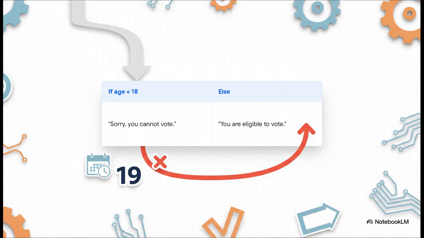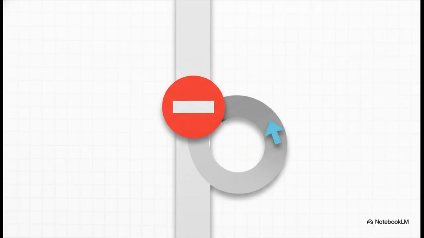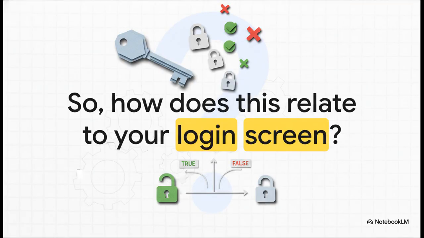So check this out. These are the only two ways this can go. And because that if statement was false for age 19, it had to follow the else path. Just think of else as the computer's default plan. It's the backup. Okay, so how does this all tie back to that login screen we talked about?